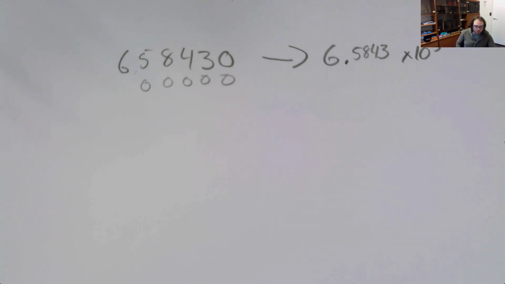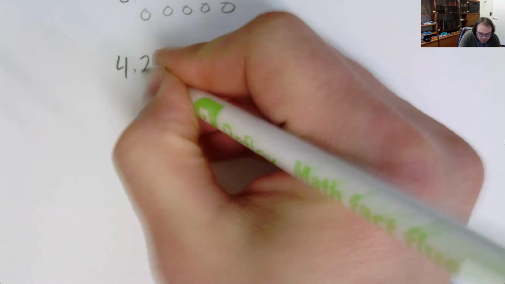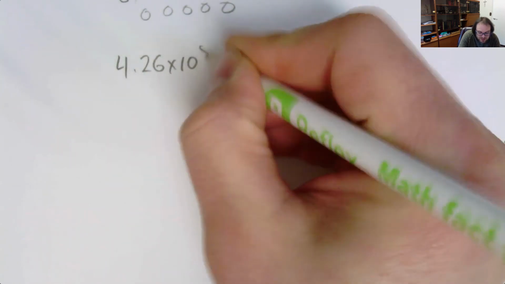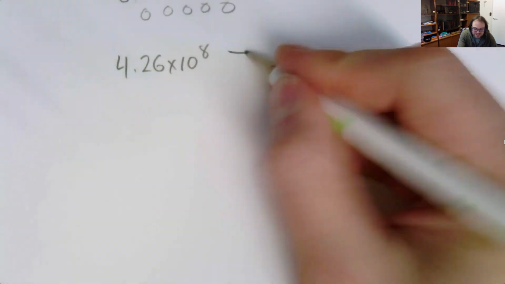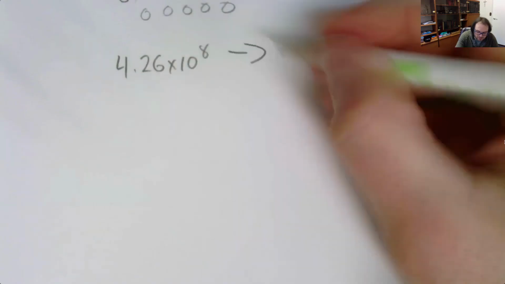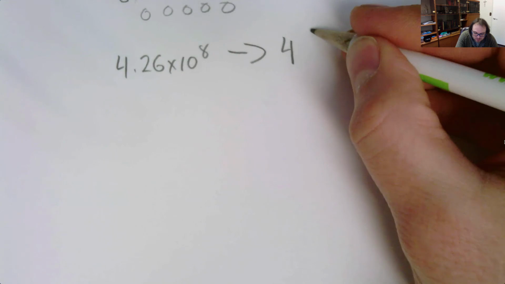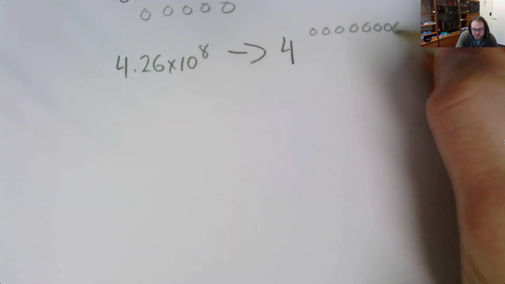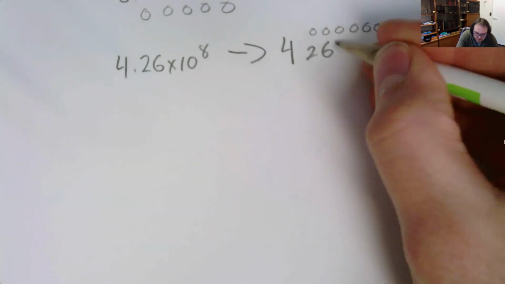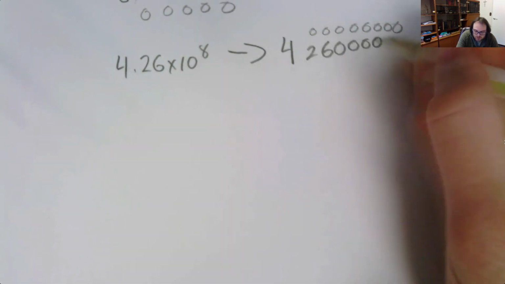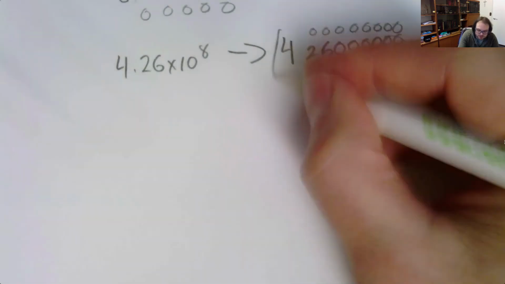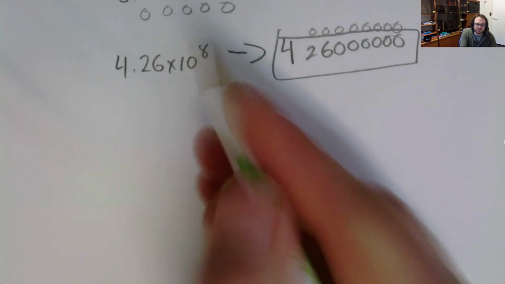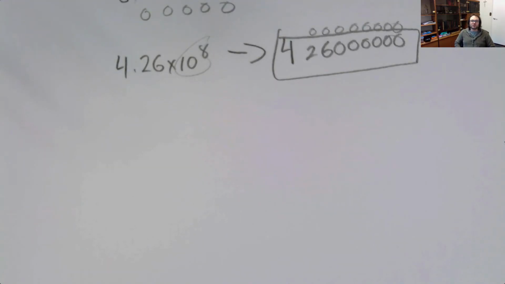If I want to go the other way, let's say I have 4.26 times 10 to the 8. I want to put this in standard form. Well, I'm going to have my 4, and I'm going to write on top these little zeros. 1, 2, 3, 4, 5, 6, 7, 8. Well, I'm going to have 2, 6, and then 1, 2, 3, 4, 5, 6 more zeros. So this right here is going to be my answer, because that's what that stands for. So that's the general idea of scientific notation.